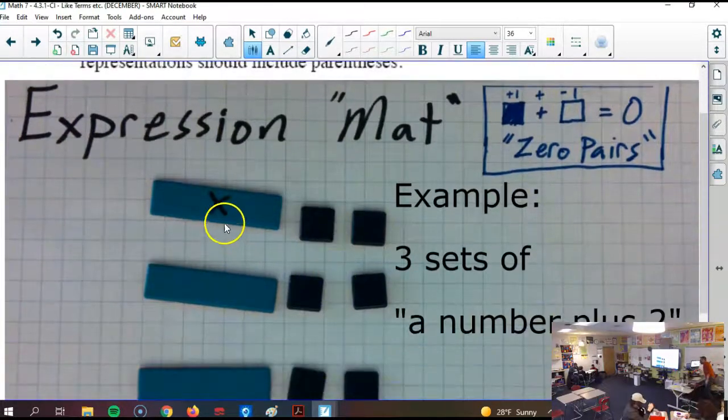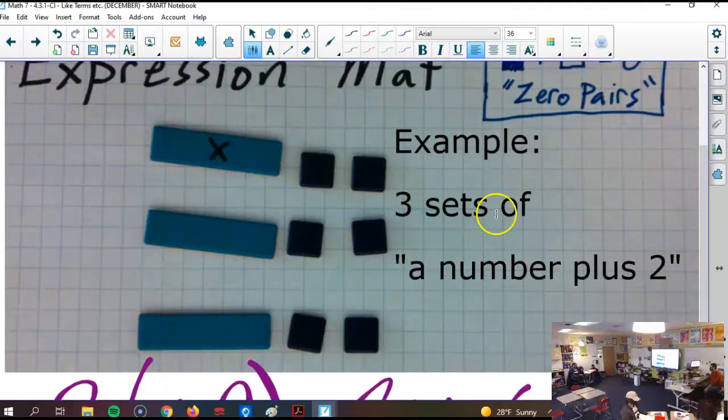So, a number is like our x, right? The thing that we don't know. And then, the things we do know are our 1s. So, 3 sets of a number plus 2 would look like this.